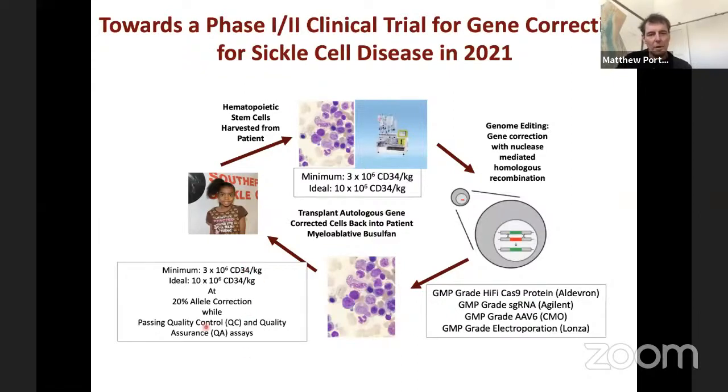And if it passes our quality control, then the patient will come back to the hospital, receive full dose busulfan chemotherapy to ablate the endogenous stem cells that would make sickling red blood cells, and we will transfuse or transplant our drug product into the patient, and then keep our fingers crossed that this gene-corrected cell product reconstitutes the hematopoietic system of the patient, including making red blood cells that no longer sickle. And we hope to start enrolling in this study in the next few weeks. We'll let you all know.